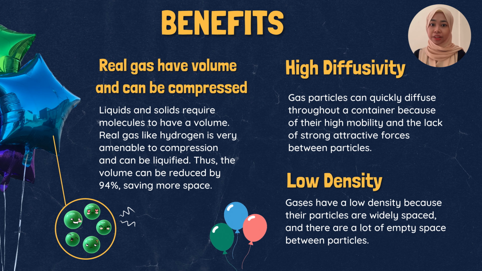The benefits: real gas has volume and can be compressed. Liquids and solids require molecules to have a volume. Real gas like hydrogen is very amenable to compression and can be liquefied. Thus, the volume can be reduced by 94%, saving more space. Next is high diffusivity. Gas particles can quickly diffuse throughout a container due to their high mobility and the lack of strong attractive forces between the particles. Lastly is low density. Gases have a low density because their particles are widely spaced and there are a lot of empty spaces between the particles.